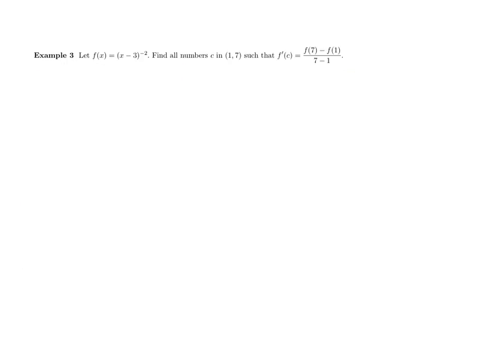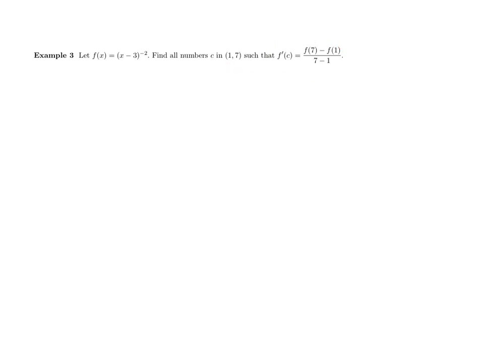In example 3, we're going to look at kind of a non-example of the mean value theorem. This says let f of x equal this function, (x minus 3) to the power of negative 2. I want to find all numbers c within this interval such that the conclusion of the mean value theorem holds. Notice that this problem doesn't say anything about checking to see if the function is continuous and differentiable on this interval. So let's just go ahead and try to find if this is true. Can we find all numbers c in this interval such that this happens?